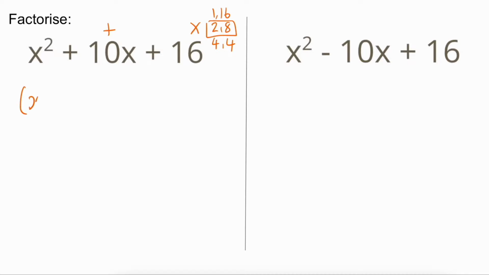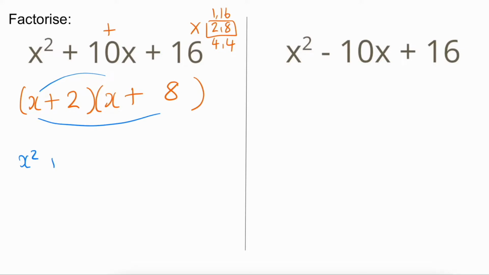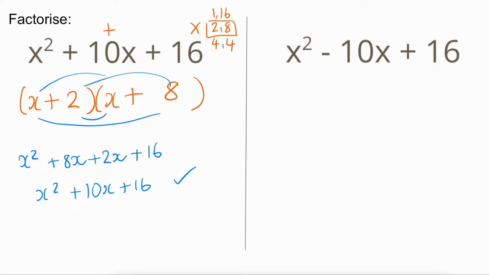So in my brackets, I'll have an x at the start of each one, since I've got the x squared here. And then I know that I've got a 2 and an 8. And I think they're both positive, but I can double check by expanding it back out. So if I expand this back out, then I can double check I get what I think I'm going to get. Okay, and we do, that works. That simplifies to 10x plus 16. So yes, I've checked it and it works.